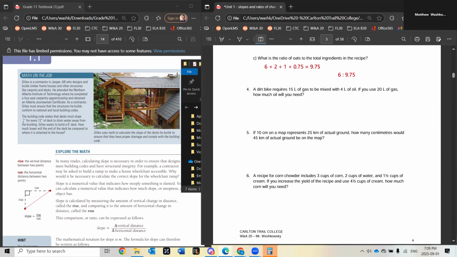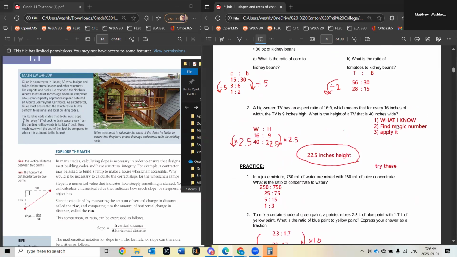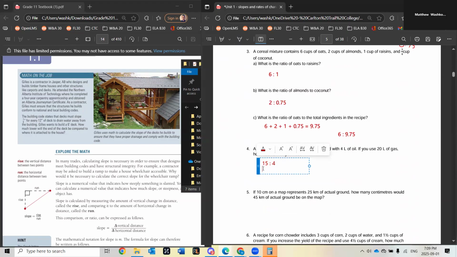Question 4. A dirt bike requires 15 liters of gas to be mixed with 4 liters of oil. If you use 20 liters of gas, how much oil will you use? Well, it's 15 liters of gas to 4 liters of oil. I take what I know, right? I know that there's this, but I also know that it's asking us if you use 20 liters of gas, how much oil do you need to use? So what we have is our usual question here. Same thing: take what I know to find what I don't know.